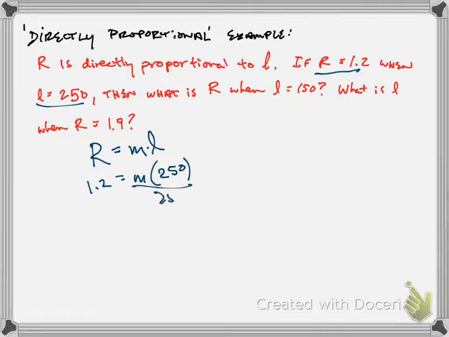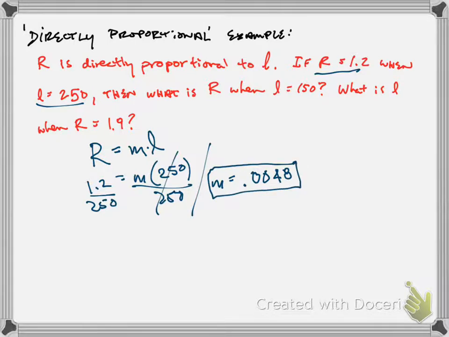I'll divide both sides by 250, and we find that m is exactly 1.2 over 250. Now I'm going to, off to the side, punch that into my calculator. 1.2 divided by 250, I get 0.0048. And that's exactly, nothing's been rounded. So m is 0.0048. And so our model, in this case, would be r = 0.0048 times L. There's your model.